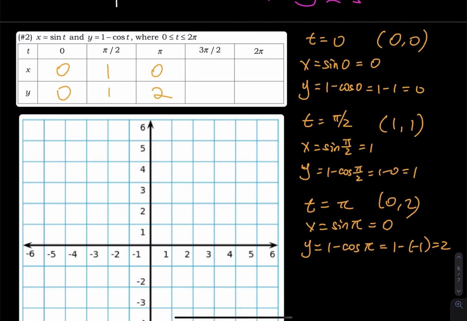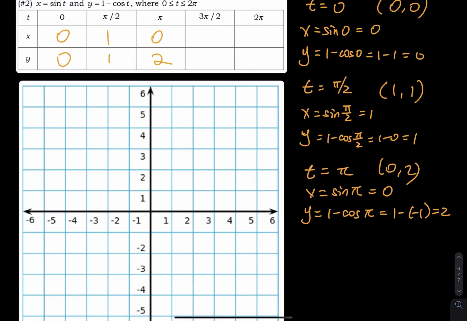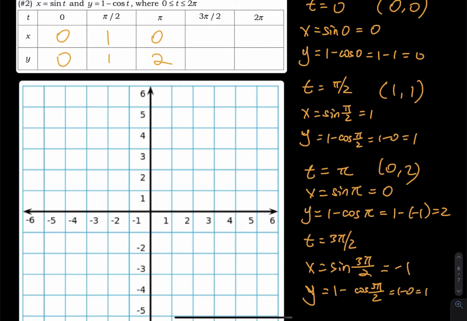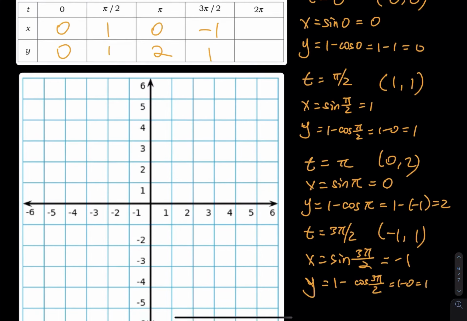And then 3 pi over 2, 270 degrees. So t is 3 pi over 2. Then x equals sine of 3 pi over 2, 270 degrees counterclockwise. You are on the y-axis between quadrant 3 and quadrant 4. So at that point, x is equal to -1. And then y equals 1 minus cosine 3 pi over 2. At the y-axis, cosine is 0, 1 minus 0 equals 1. So you have negative 1 comma 1, and then the last one is 2 pi.